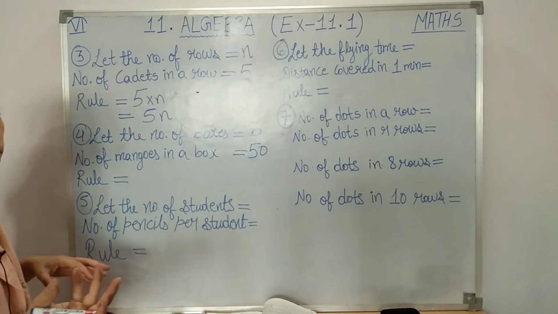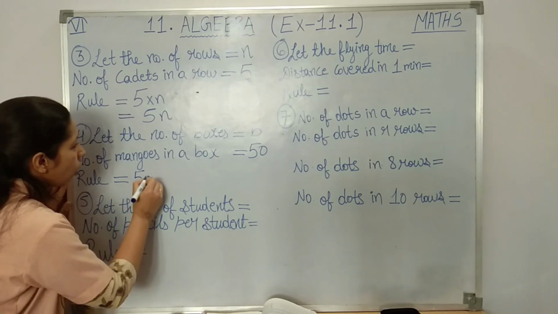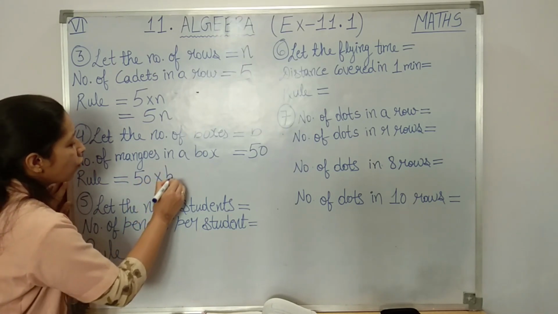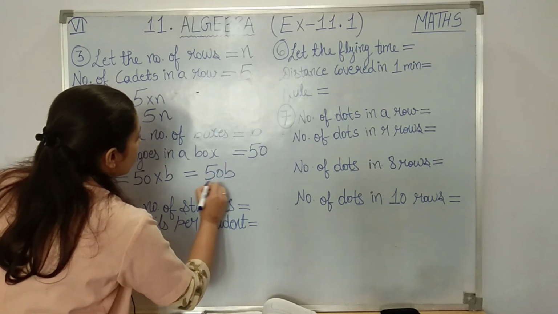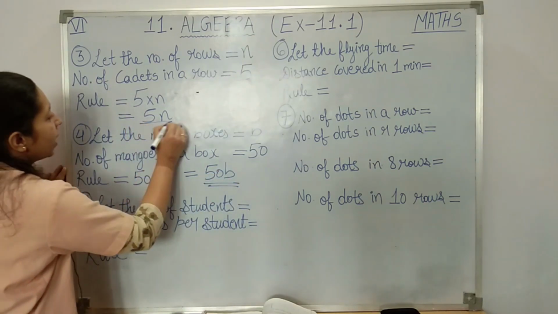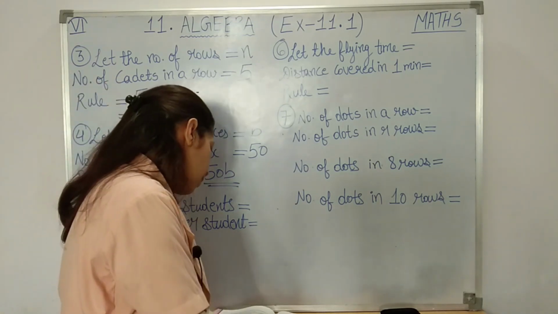So what will be the total number of mangoes, students? Number of mangoes in one box into number of boxes. So which will give us 50B. So here the final rule will be 50B. Got it, students? Next question, question number 5.